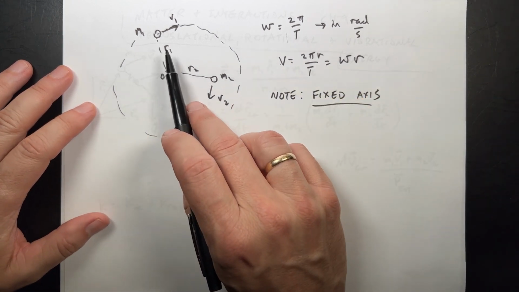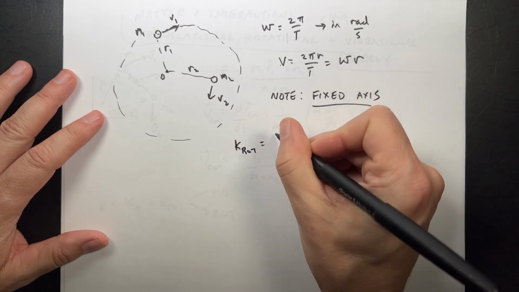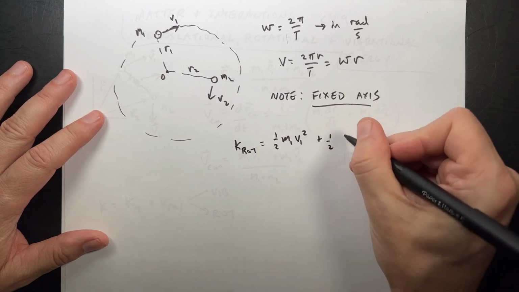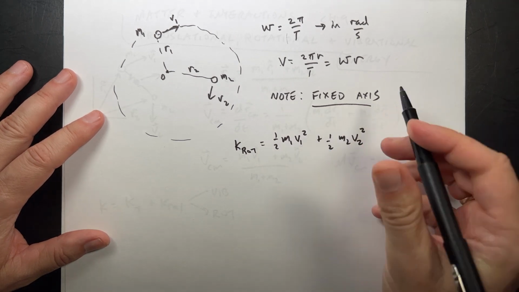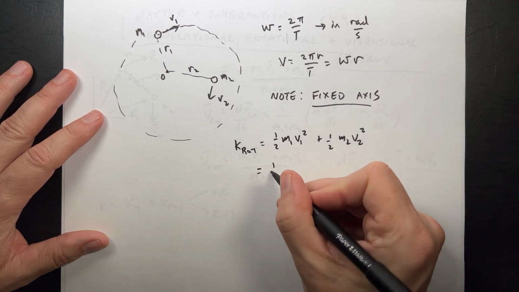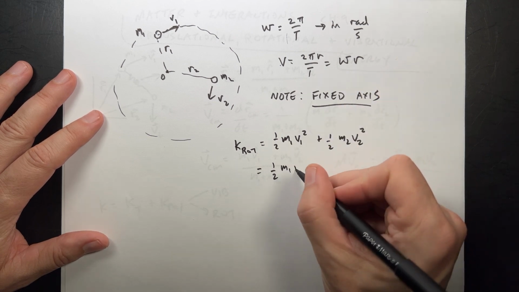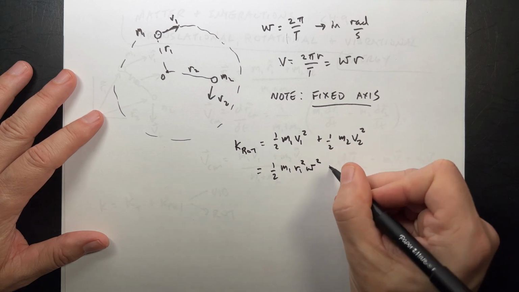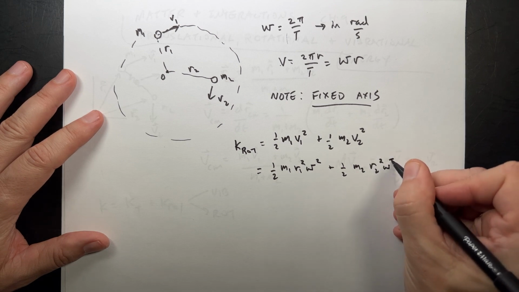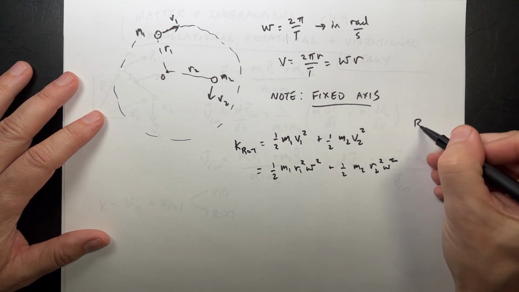Okay, so now let's write the kinetic energy of this system. I'm going to call this K rotational because it's only rotating. That's going to be equal to 1/2 m1 v1 squared plus 1/2 m2 v2 squared. But now I'm going to replace these v's with omega times r. So this is going to be 1/2 m1 r1 squared omega squared plus 1/2 m2 r2 squared omega squared. Now you'll notice they have the same omega because it's a rigid object.